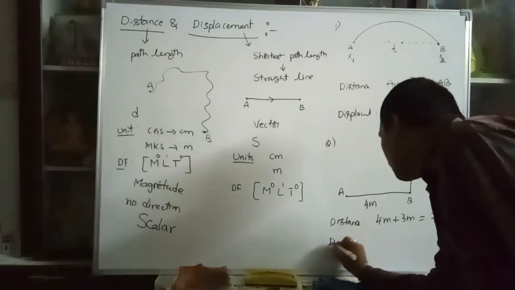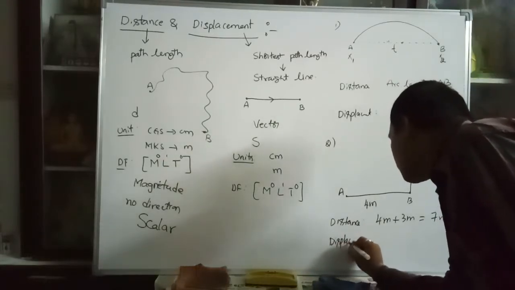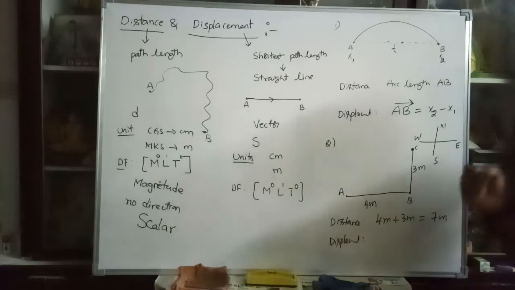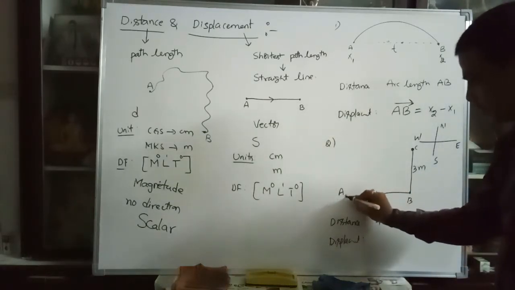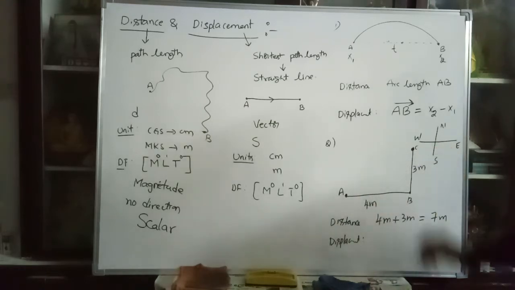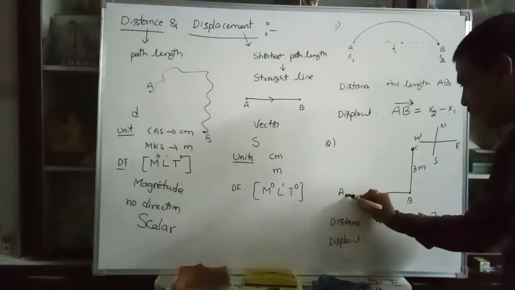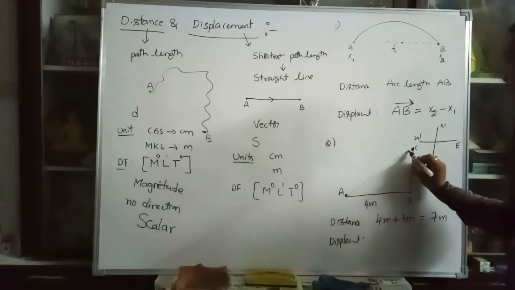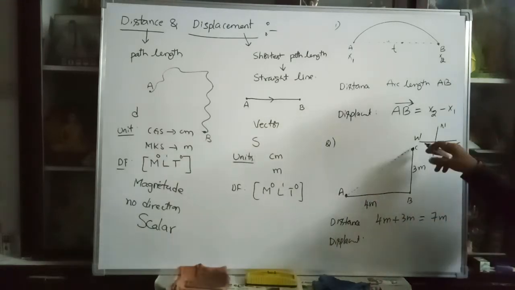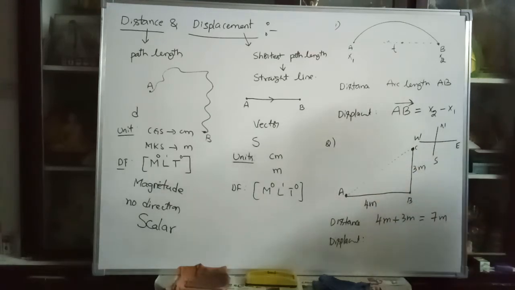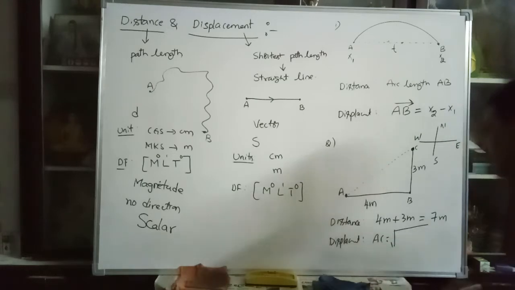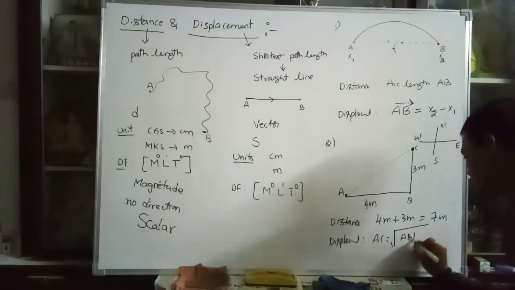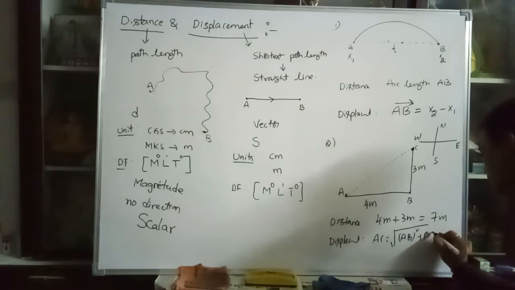What next? Displacement is also asked. Displacement is nothing but the shortest path between the initial and final point. The initial point is A. The final point is C. So the shortest path from initial to final is like this. According to ABC, it is a right angle triangle. So by using the Pythagoras theorem, the displacement AC is equal to square root of AB square plus BC square.